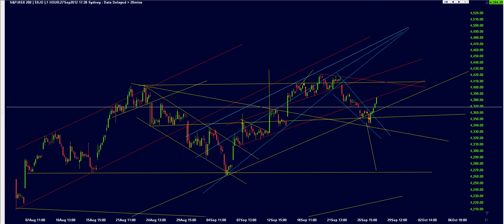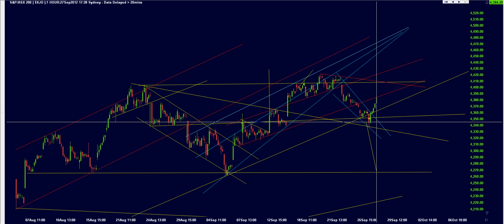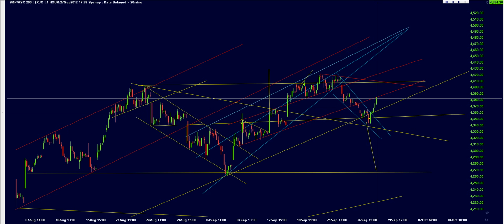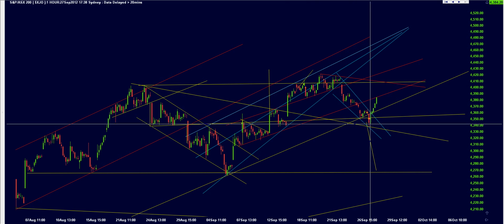Now the ASX200 got underneath this area for about an hour today and we were able to get on back up, and we had then a perfect back test on this red line. Now as we know, this red line served as support for some time, and now after breaking it, we've rallied on back up and we've had a perfect back test and we closed right on this area.